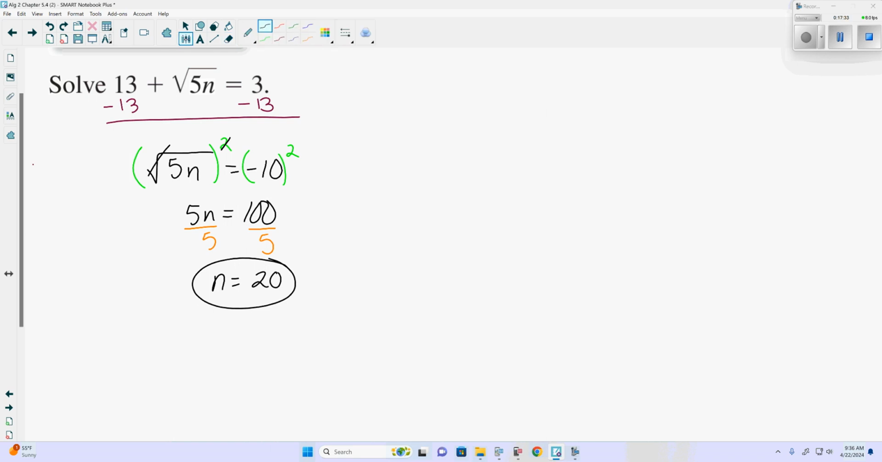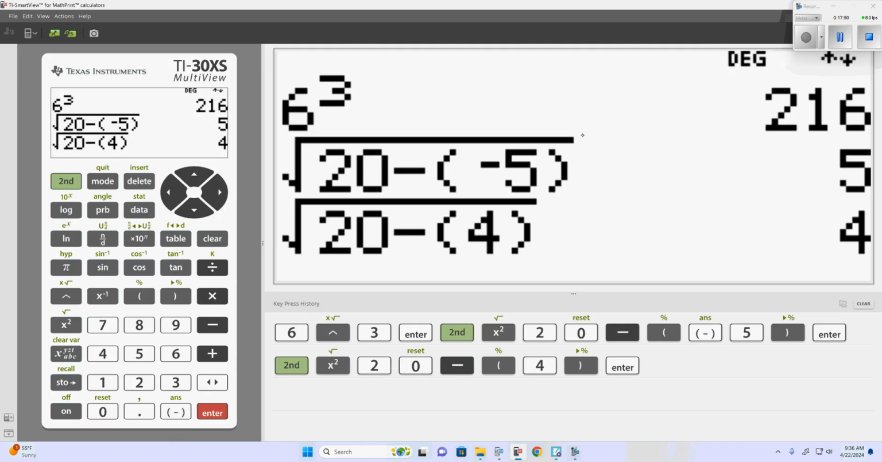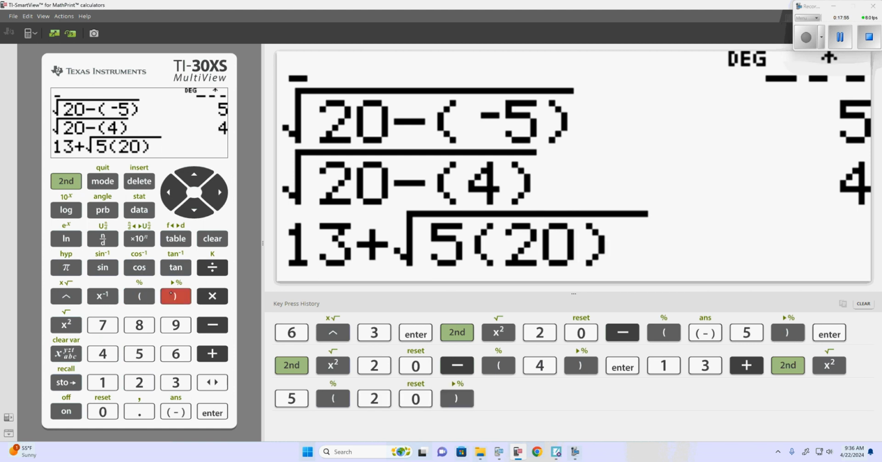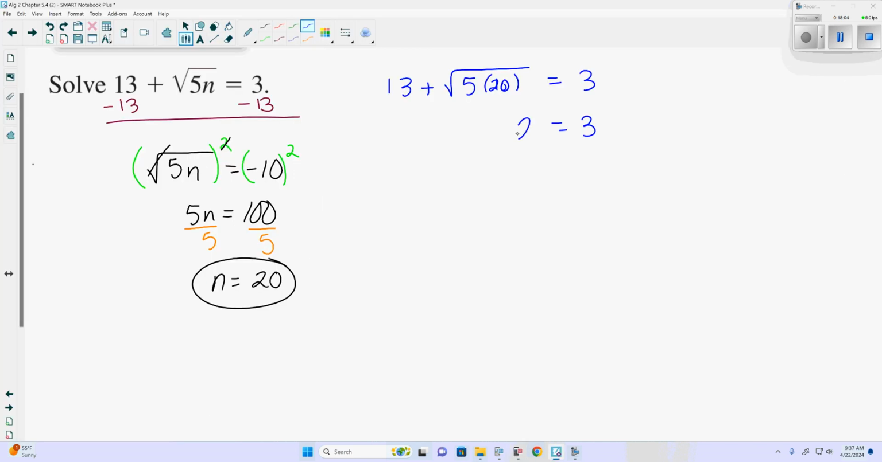Now, again, I said we'll just check this to make sure. 13 plus the square root of 5 times 20 equals 3. This time the right-hand side is just 3, and we can type the other side into the calculator. Type it all in, we get 3, yes? Well, that's way off, because that is indeed not true. Now, that means that n is not 20.